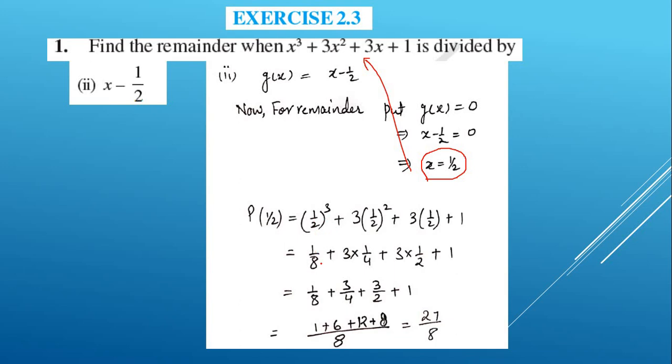1 by 2 cube is 1 by 8. 1 by 2 square will be 1 by 4 multiplied by 3, plus 3 into 1 by 2 plus 1. When you solve this, 1 by 8 plus 3 by 4 plus 3 by 2 plus 1, you will get LCM 8. It will give you 1, plus 4 2s are 8, 2 into 3, this will be 6, 2 4s are 8 and 4 3s are 12, it will come 12, plus here it is 1, so 1 into 8 will come 8. When you add them, it will come 6 plus 1 is 7, plus 12 is 19, plus 8 is 27 divided by 8. So instead of doing division, we can find the remainder directly.